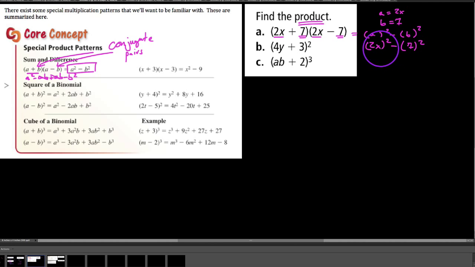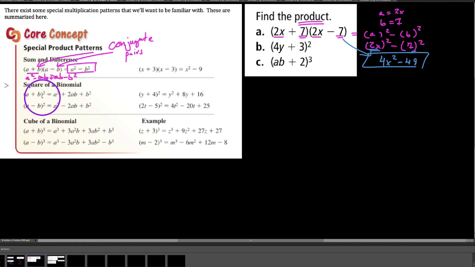But when we do this here, 2x times 2x is 4x squared. And then when we take the 7 times itself, we get 49. So this is easy to recognize as that difference of squares right there, but it's also easy to multiply them together if you know what your a part is and your b part is. So speaking of that, when we have a binomial squared or a binomial cubed.